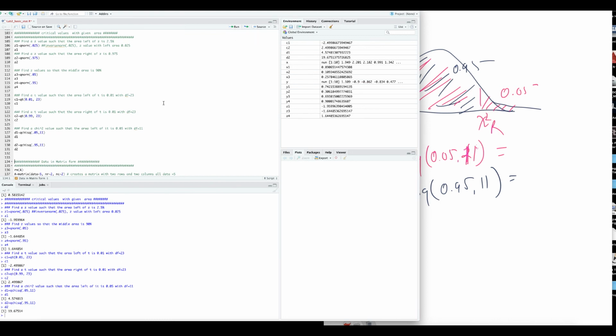Okay, guys. This is how we find the area under the curves: the normal curve, t curve, and chi-square curve. And if the area is given, this is how we find the chi-square values, t values, Z values, and so on.